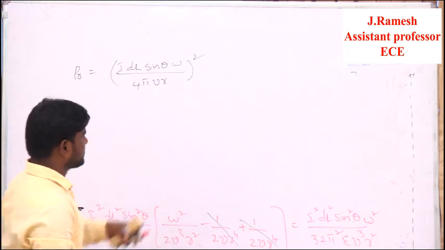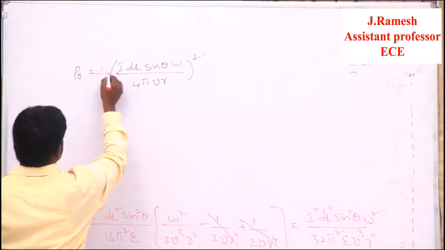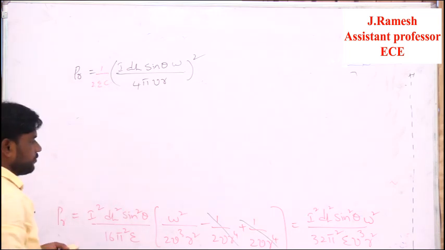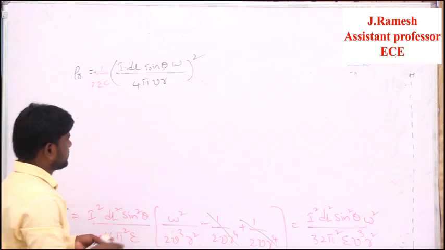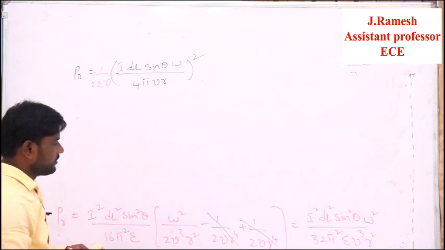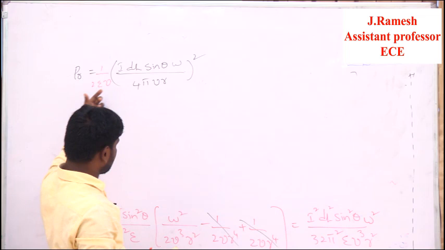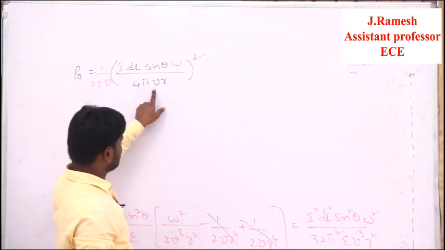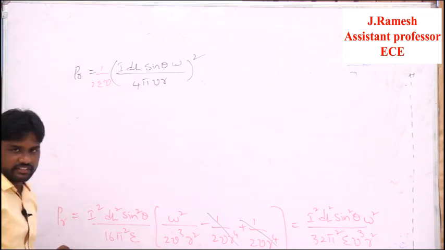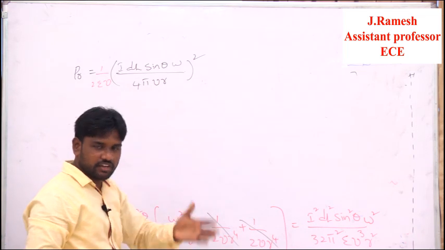Now 4 square is 16 only, so what is the remaining term I left over here? Simply 1 by 2 into epsilon into c. Sorry, c is not here, this is v, the velocity. So here 1 by 2 into epsilon into v, I just take it out, and 16 pi square into v square into r square, v is also there. So I simply wrote this. This is what exactly the radiated power in the direction of r.